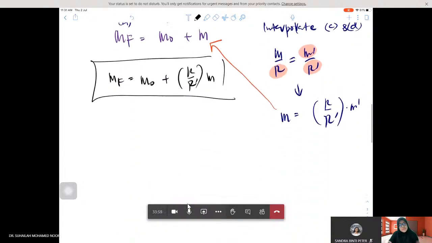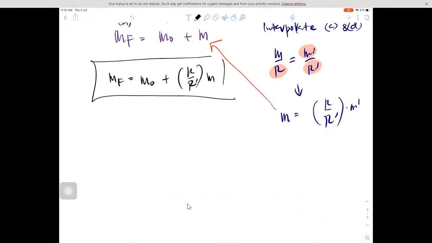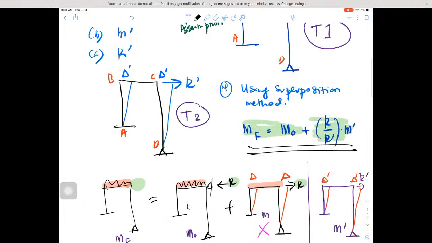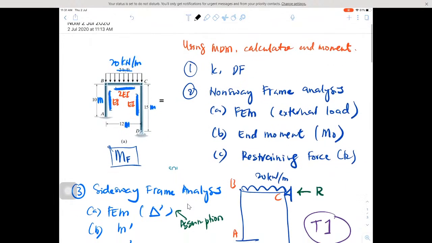Okay, so we will start with step number 1. Step number 1, we want to calculate K. We have 3 elements: AB, BC and CD. For element number 1, AB, K.